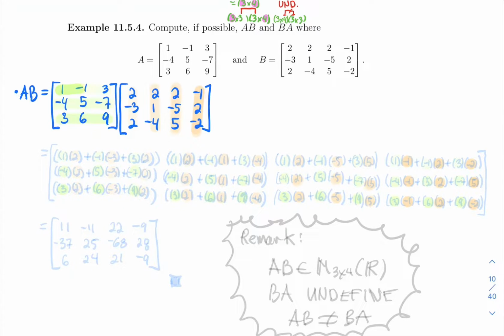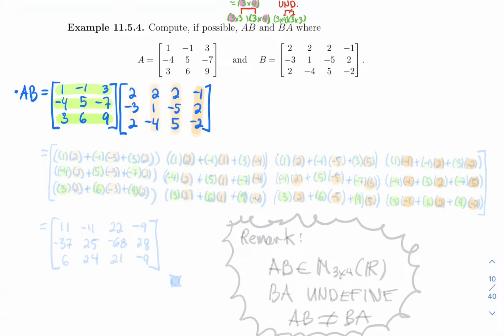So here I'm going to use a marker. My first row is 1, minus 1, 3. My second row is minus 4, 5, and 7. And my last row is 3, 6, and 9. So I have 3 rows, and these rows, I can think of them as vectors, and all these vectors have 3 components.